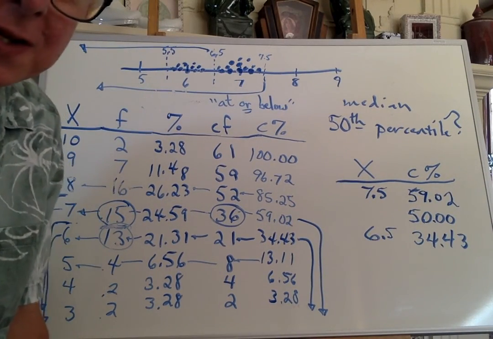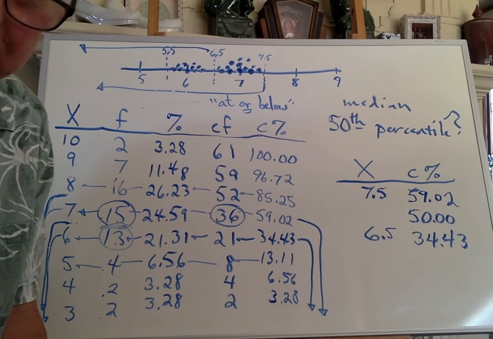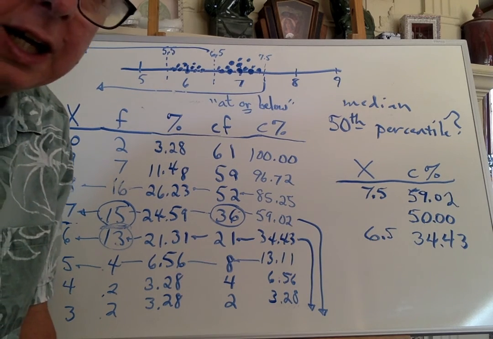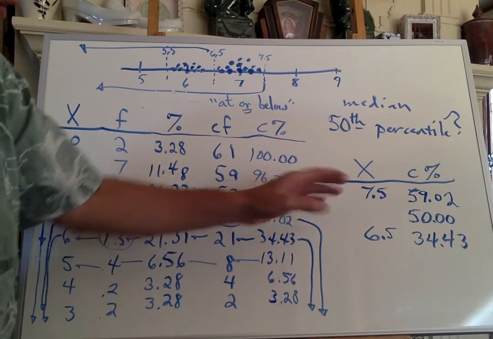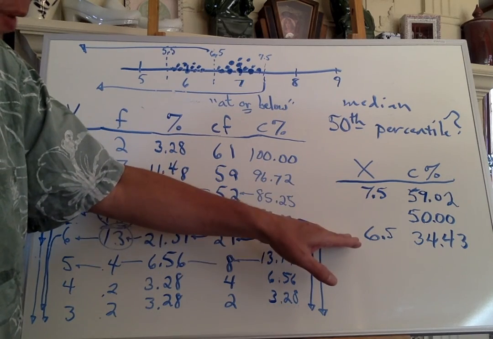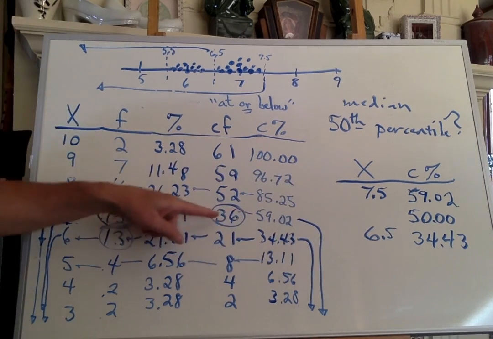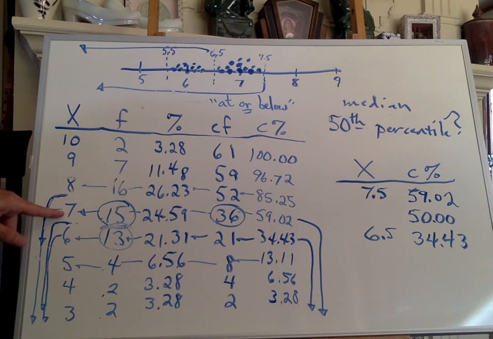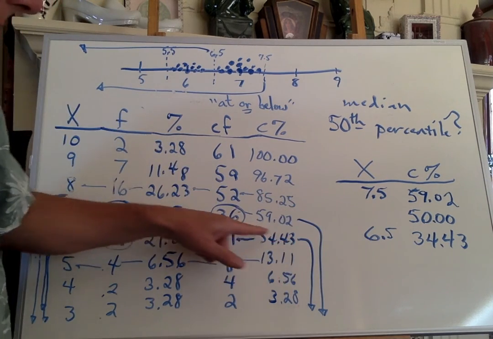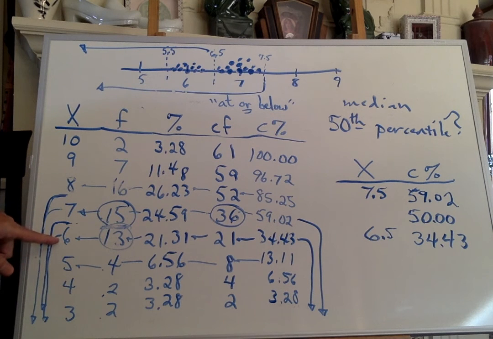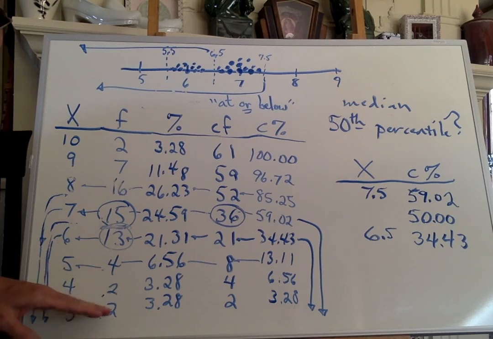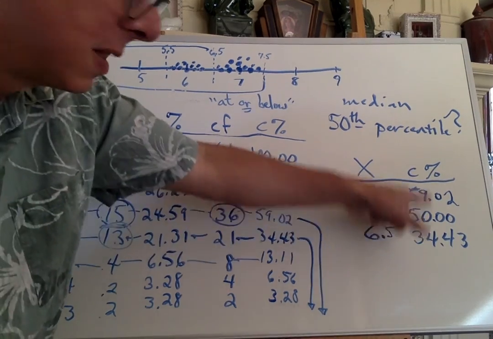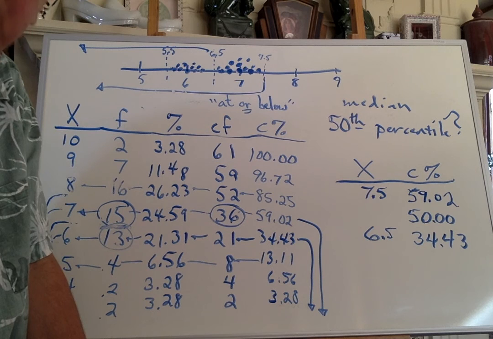Okay, here is the next video because I didn't go anywhere. Okay, so use upper real limit. This is the upper real limit for this 7. This is the upper real limit for this 6. Upper real limit and everything below gets all of these numbers. Those are the numbers that correspond to these percentages. Okay?